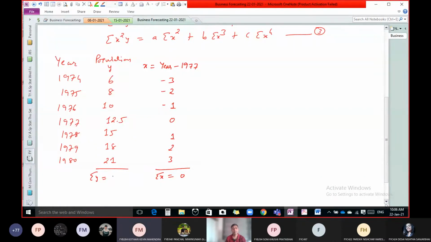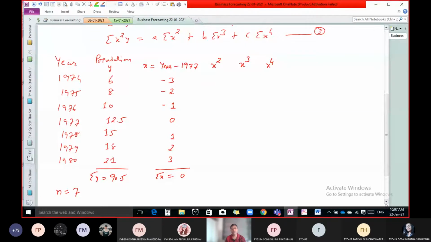What is sigma Y? 90.5. Okay, so now we have sigma X, sigma Y, and N is number of years, that is 7 years. Now we require summation of X square. So let us calculate X square, then after X cube, then after X raised to 4. Then we require X into Y and X square into Y. But let us calculate first of all this.